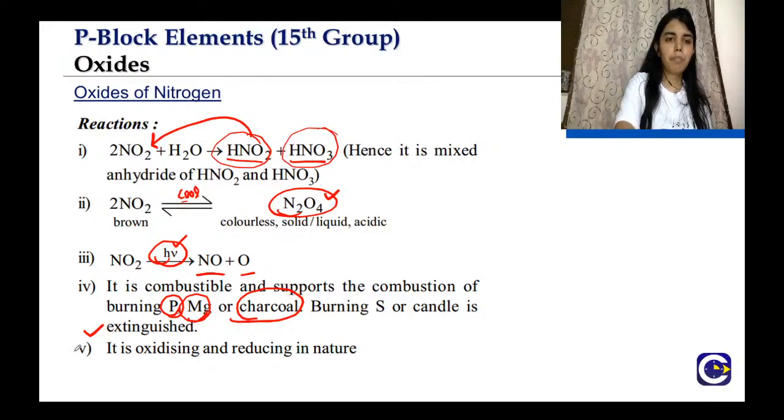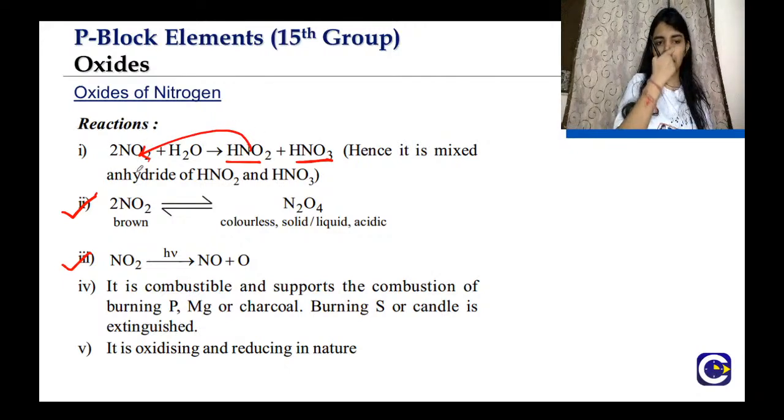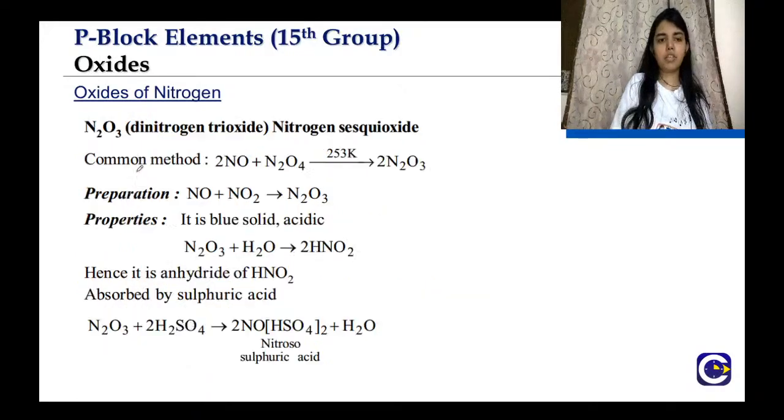So all you need to remember for this oxide of nitrogen is, first, this reaction is important, that NO2 converts into N2O4. This reaction is also important, that NO2 on photochemical decomposition will yield you NO plus oxygen atom. And you need to remember that if you anhydrate HNO2 and HNO3, that will lead to the formation of NO2. Basically NO2 is the anhydride of the mixture of HNO2 and HNO3.